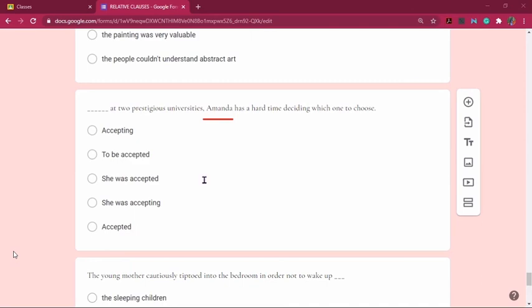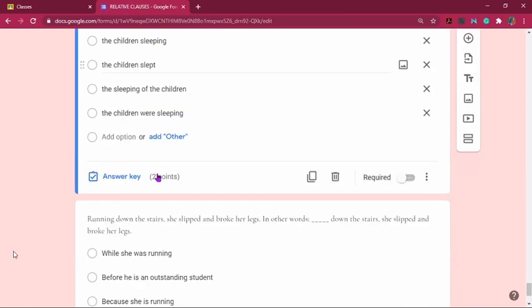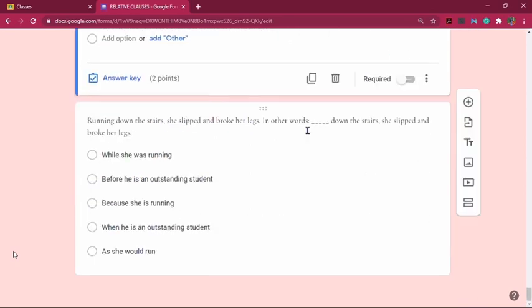Yes, correct. And then the young mother cautiously tiptoed into the bedroom in order to wake up the sleeping children. Okay, this is quite clear, I guess. Sleeping children, okay? And then running down the stairs, she slipped and broke her legs. In other words, running here means while she was running down. I have already explained that part to you.